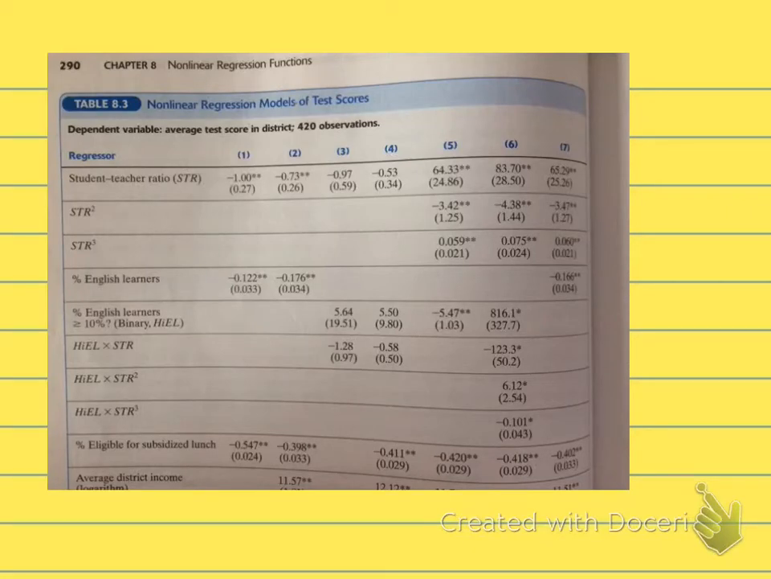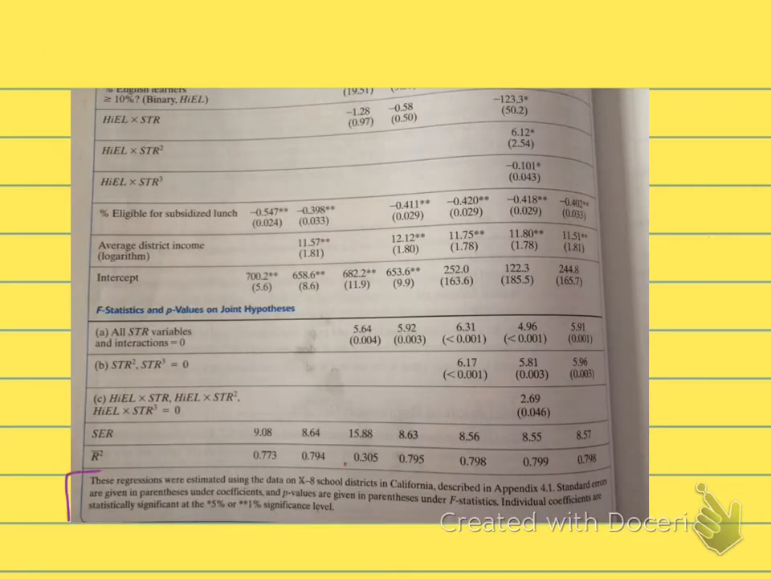Let's spend some time taking a look at Table 8.3 in Chapter 8 in Stock and Watson, which reports the results of nonlinear regression models of test scores. So our outcome variable is the average test score in the district. We have 420 observations. And as is usual when looking at a regression table, the first thing we should do is look at the footnotes to better understand the table and make sure we read it correctly.